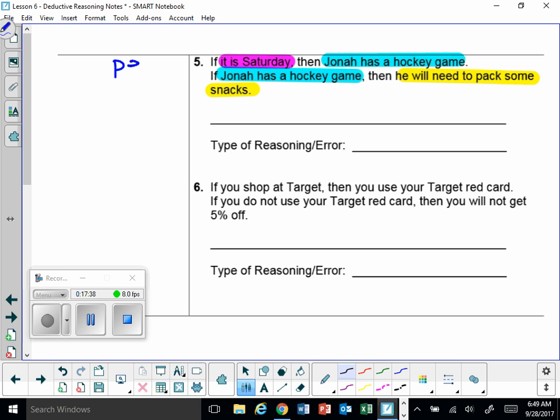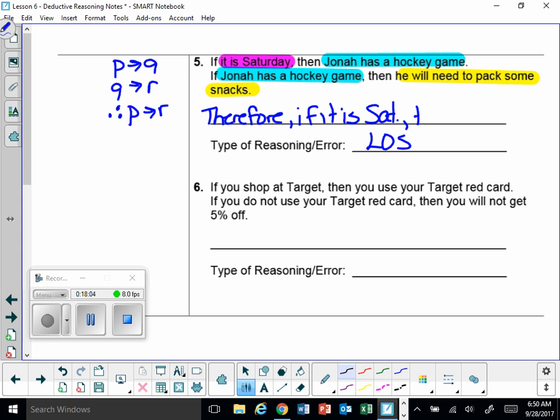All right, let's write this out. I have a conditional statement. Then my conclusion comes back as the hypothesis, and I have a new conclusion. That's looking like the law of syllogism to me. LOS. Therefore, if it is Saturday, then Jonah will need to pack some snacks.